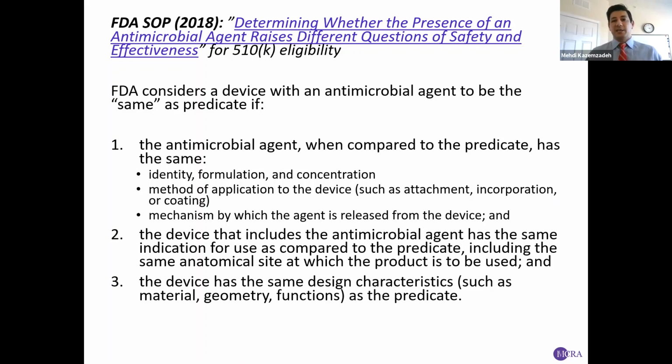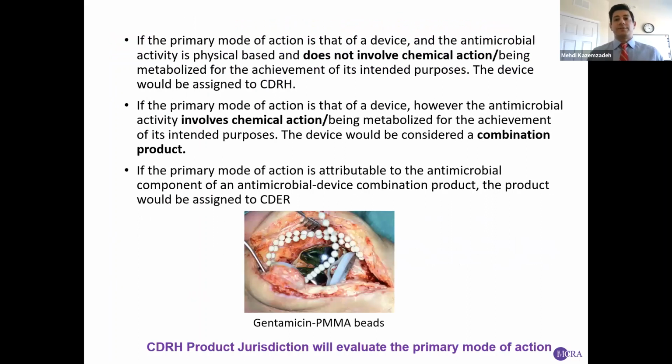To be realistic, due to the very limited number of antimicrobial orthopedic devices to be used as predicates, the 510(k) pathway is not really helpful for orthopedic devices with antimicrobial agents or technology. Another important regulatory factor for orthopedic devices with antimicrobial agents is identifying the primary mode of action. If the primary mode of action is that of a device and the antimicrobial activity is physically based and does not involve chemical action or immobilization for achievement of its intended purpose, the device would be assigned to CDRH.